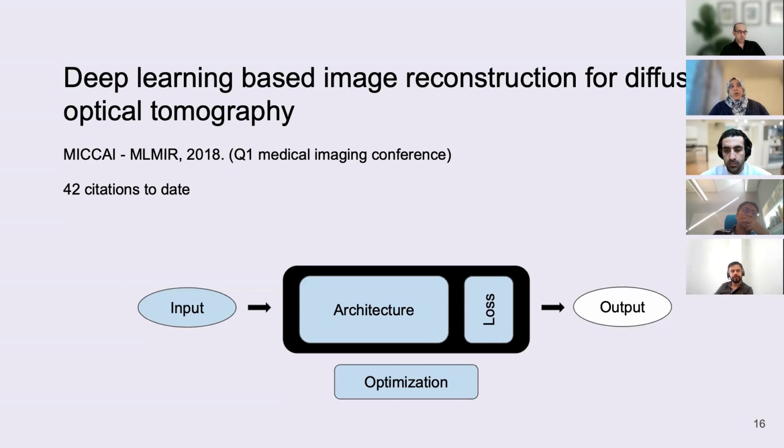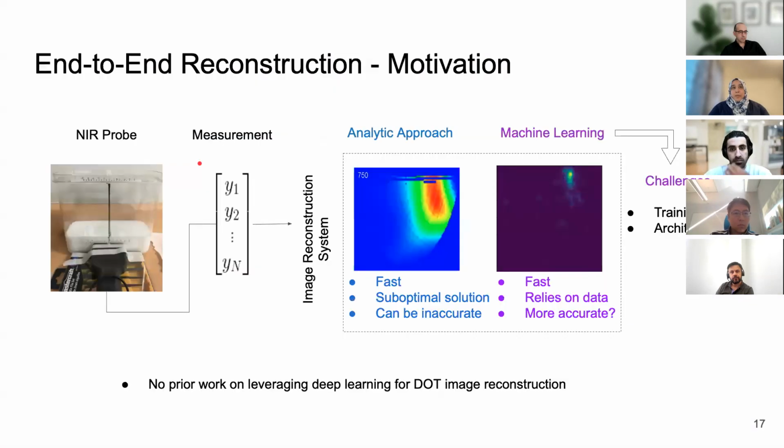So our next approach will delve into deep learning-based image reconstruction for diffuse optical tomography. This paper has been accepted in the PKI Workshop 2018. Given that there is no prior work leveraging deep learning for DOT image reconstruction, usually analytical approaches are used for a fast but suboptimal solution that can be inaccurate sometimes. So we propose here to use deep learning for a fast and hopefully more accurate reconstruction.